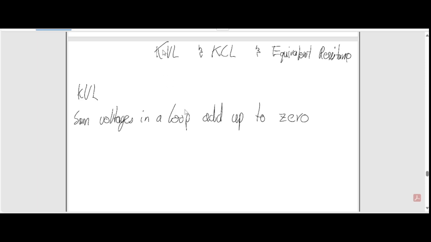This covers KVL, KCL, and equivalent resistances, right? So the first thing is KVL. What KVL means is the sum of the voltages in a loop add up to zero, right?